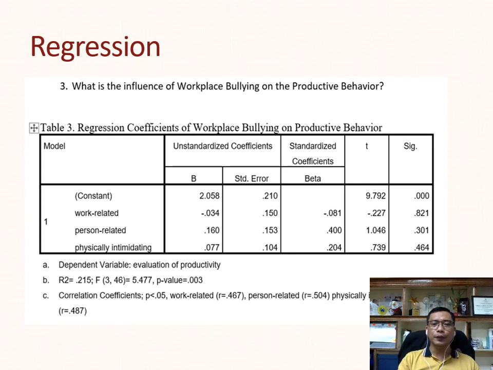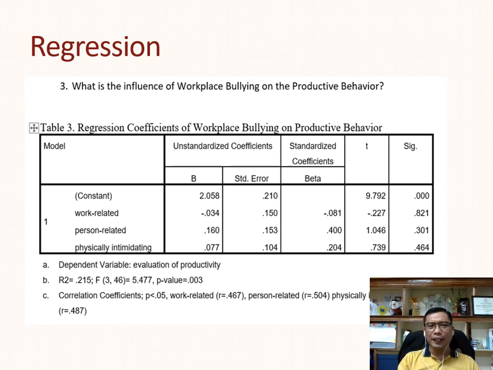Then you would be looking into the R squared. The R squared is 0.215. You will be transforming this into a percentage. This would become 21.5. Now, what does it mean? Work-related, person-related, and physically intimidating bullying styles account for a 21.5% change in the productive behavior of employees. Ganyan kalaki ang kaya niyang baguhin na kayang bullying na yan. That's what it tells us. As a whole kasi yan.